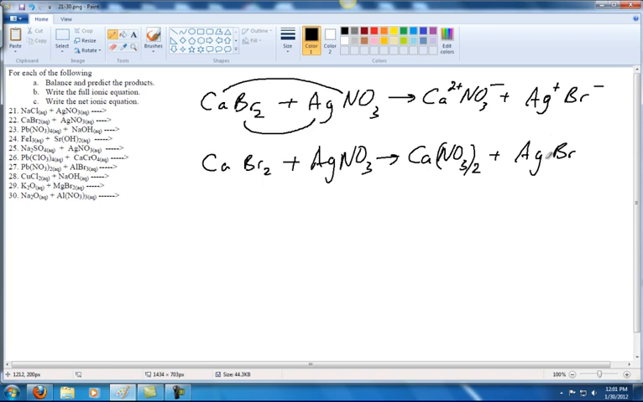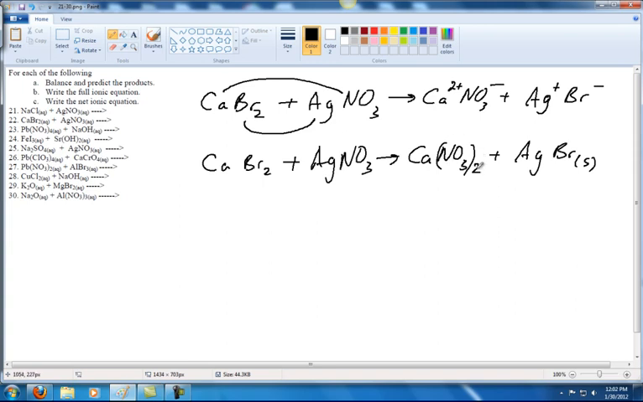Now if I take a look at the solubility chart, I'm going to find that this is a solid, and that that's aqueous. So in the tradition of what I was saying earlier, anything that's aqueous I'm not going to put an AQ on, but anything that's solid I'll put an S on. Alright, so that's part A.